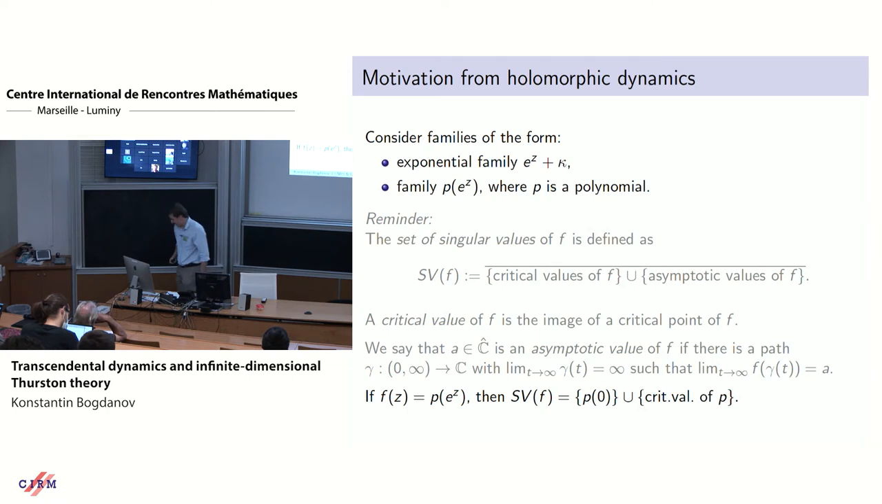Before going to it, I want to tell you which families of transcendental entire functions we want to consider. Basically, there is one of them, which are compositions of polynomials with the exponential. And the very special case, which you might use as a toy example, I suggest, if you are new to this, is the exponential family, e to the z plus kappa, where kappa is a parameter. Note that all these functions are of finite type, and more precisely, they have exactly one asymptotic value, P of zero, and a few critical values, which correspond to the critical values of the polynomial.